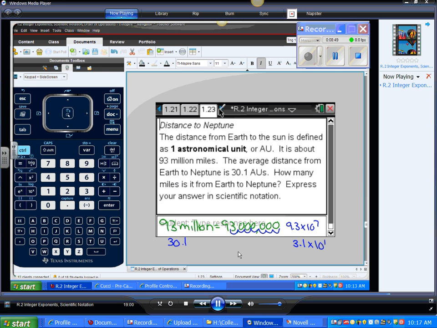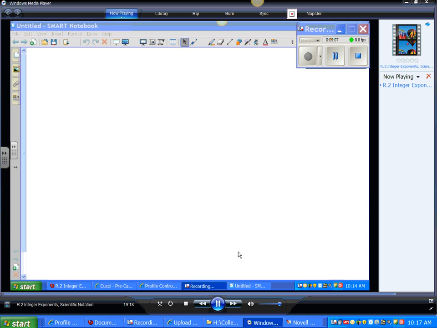Okay, so the fastest and easiest way to do this is to take those two values and multiply them together. So we're multiplying our scientific notation. Okay, here we go.